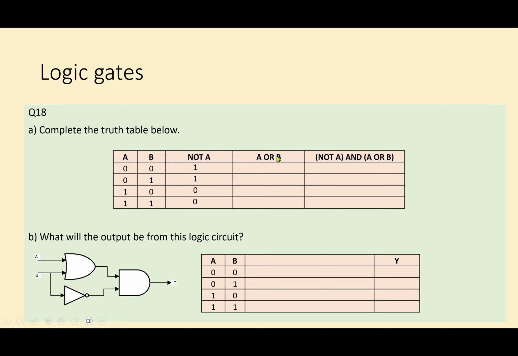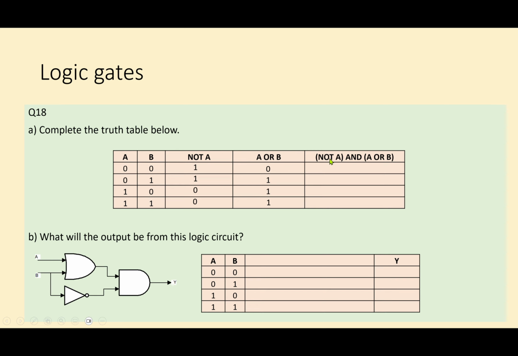Okay, now we have A or B. Let's deal with that one next. So remember, to get a 1 out of an OR gate, we need a 1 on A or B. So we're looking at both of these. If there's a 1 anywhere, we're going to get a 1 out. If there aren't any 1s, we're going to get a 0. So there aren't any 1s here, so that's going to give us a 0. We've got a 1 in B here, so because we have a 1 on A or B, we're going to get a 1. We've got a 1 here, it's going to give us a 1, and we've got a 1 here. There is a 1 on both of them, but still there is a 1 on A or B, so we're going to get a 1 out.